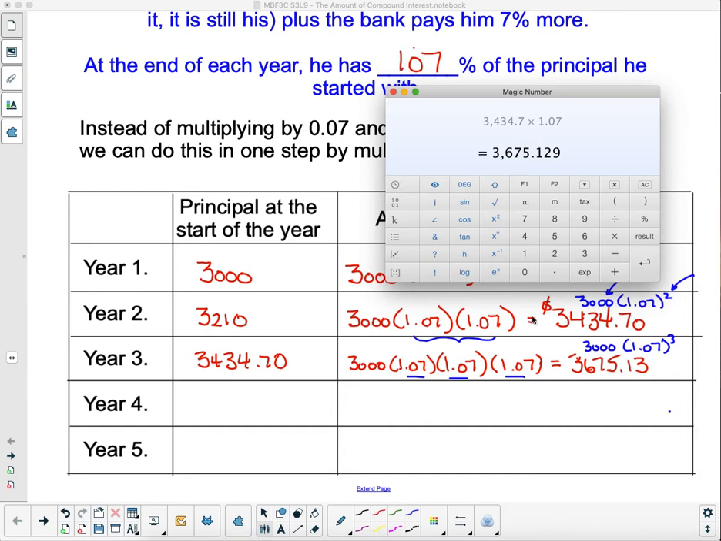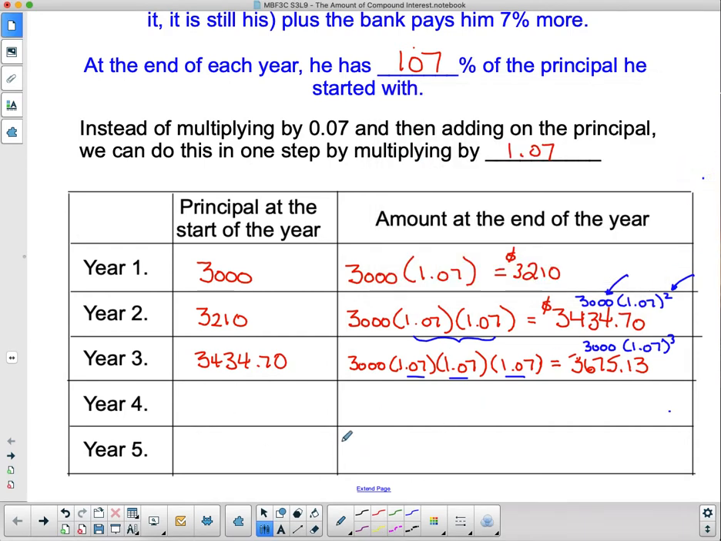and I'm going to type in this formula, 3,000 bracket 1.07 bracket to the exponent, that's this button here, 3. You see we get exactly the same numbers we had before. This makes it a whole lot easier. We no longer have to keep doing this pattern that we did back in Spiral 2.